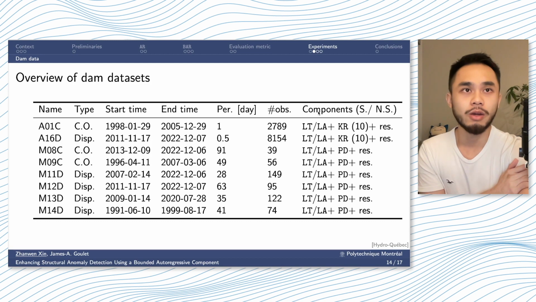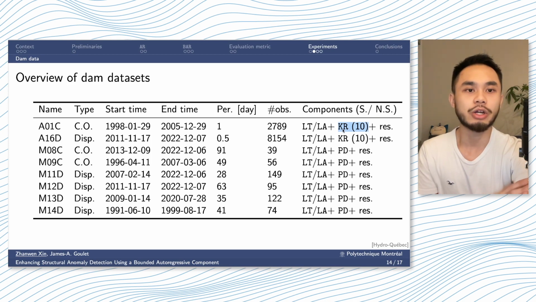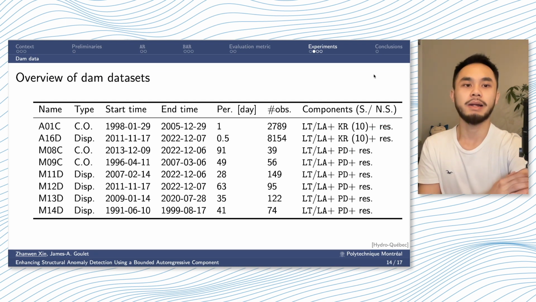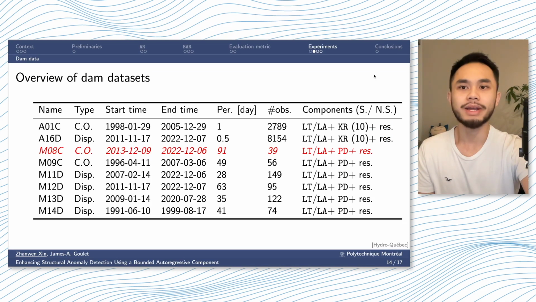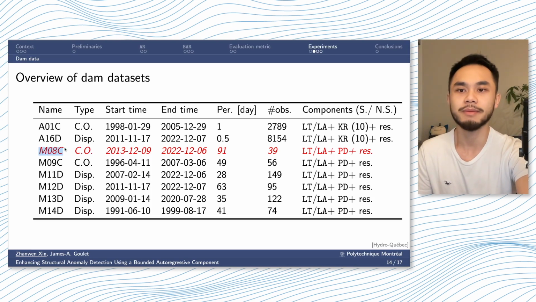The components we use to model these time series are local trend for the stationary and local acceleration for the non-stationary in terms of the baseline modeling. And to model the periodic pattern, we use either a kernel regression with 10 control points or a periodic component. And we have the residual as AR and BAR components. In the following slides, we will focus on this time series, which has only 39 data points.